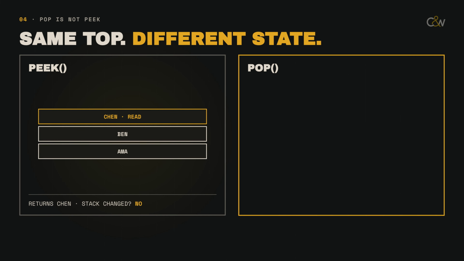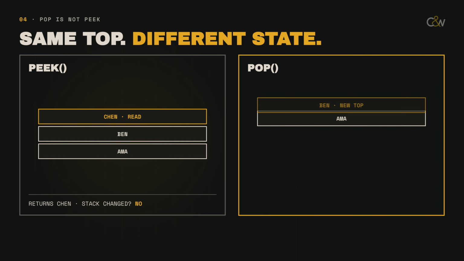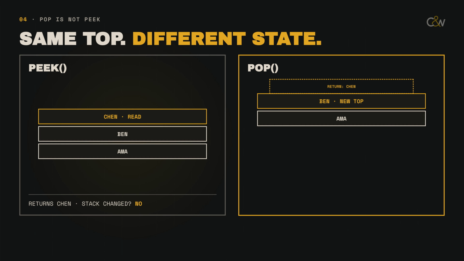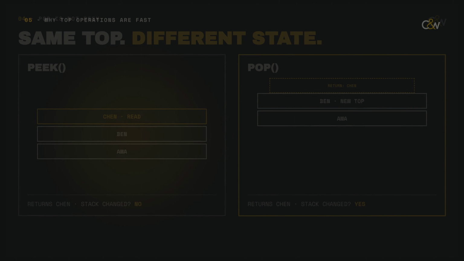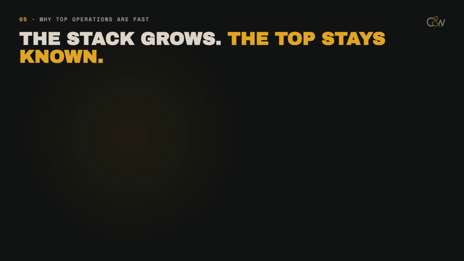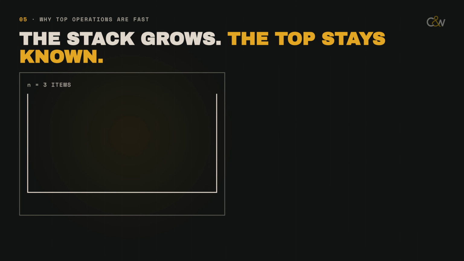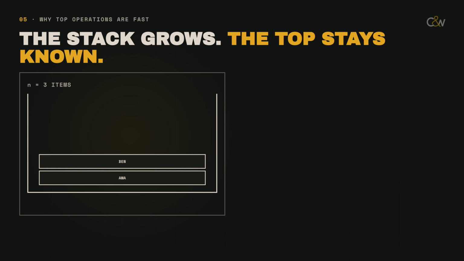That difference matters. An undo button may peek to show the next action that can be reversed. Then pop only when the user confirms. Both operations touch a location we already know, so both are normally constant time. The stack never needs to scan its contents. Why are push, pop, and peek so fast? Not because stacks are magical, but because they refuse a harder question. Ask for the top of a stack containing 3 items or 3 million items, and the answer is still at the known end. One direct change gives constant time work, written O of 1.